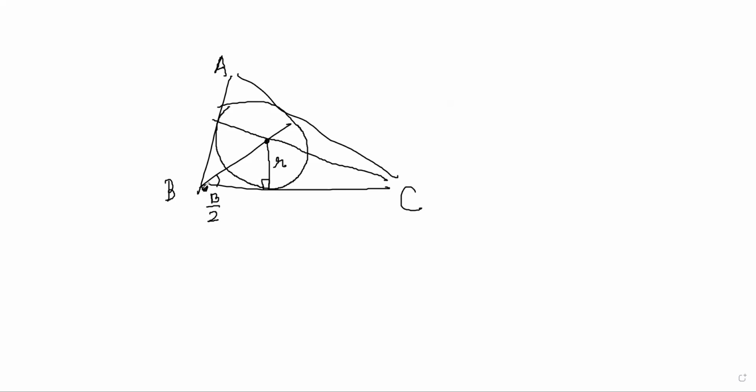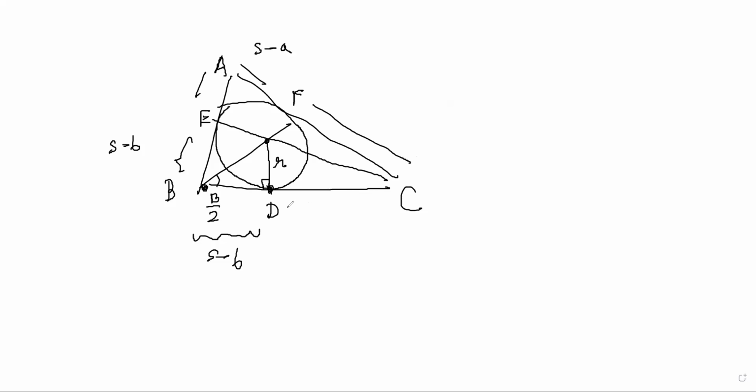So the distance from vertex B to the point of tangency here, D, and this is E, and this is F. This distance will be S minus B. This distance will be S minus B. These distances will be S minus A. And these distances will be S minus C, right? You understand why this is happening? Yes, because of equal tangents, right? And the total perimeter, the semi-perimeter, is S.